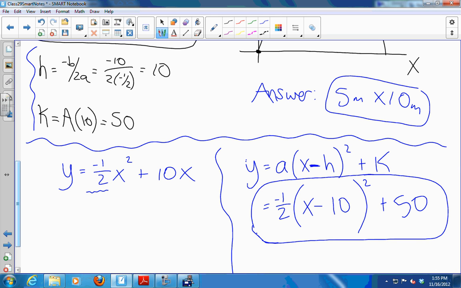Is this 10 related to the 10 in this form here? No. This 10 and this 10 are unrelated. Oh, really? Yes. So how did you get h? From negative b over 2a. I did negative 10 over 2 times negative 1/2, and it happened to come out to 10. It doesn't always come out to the same value.